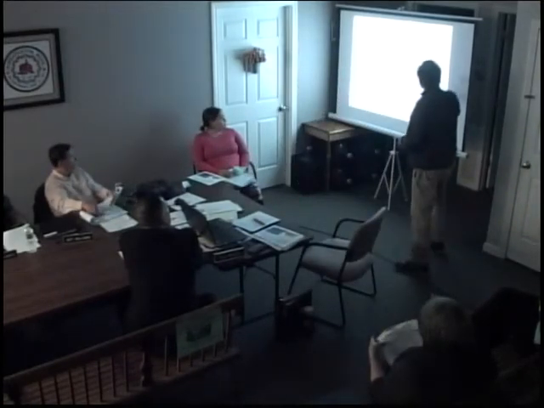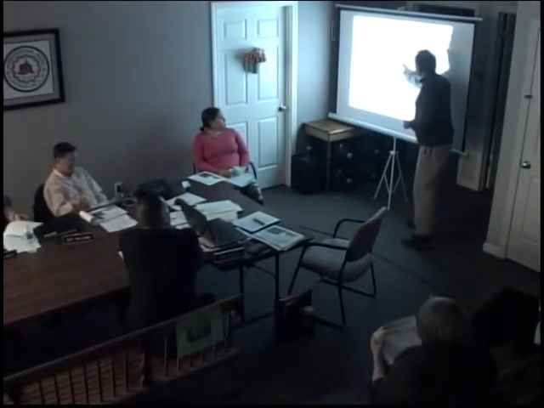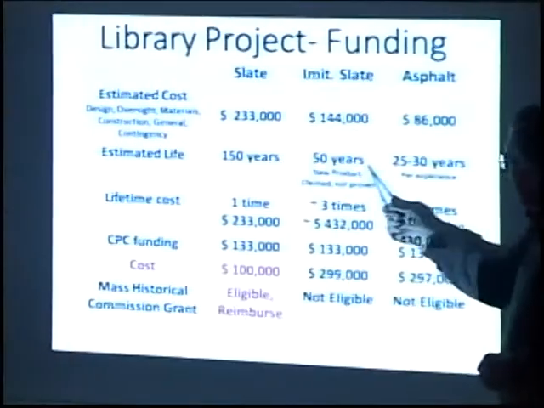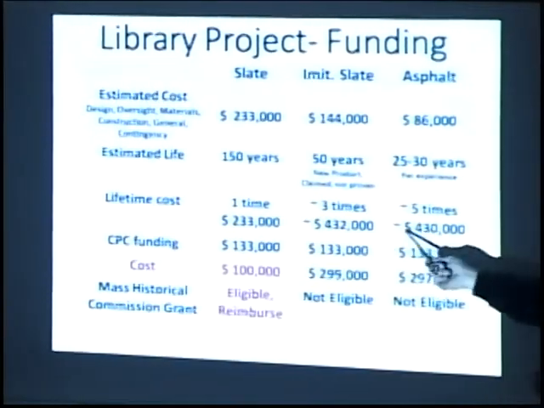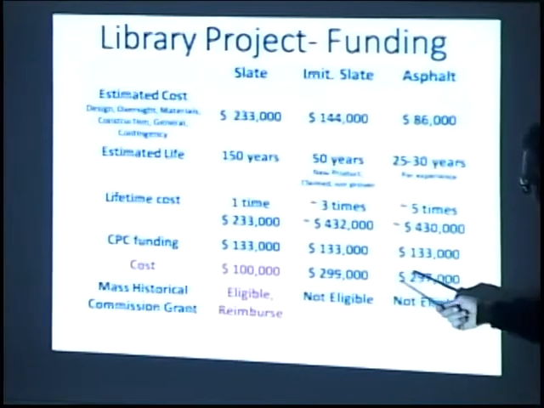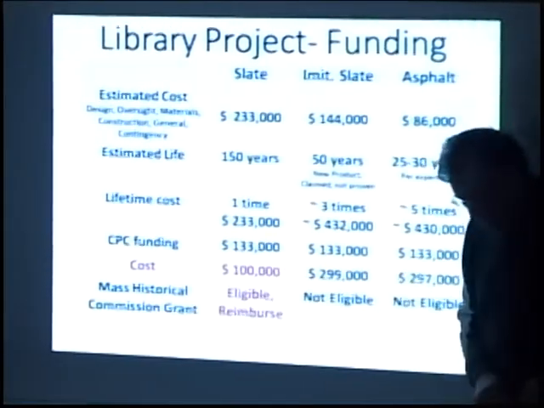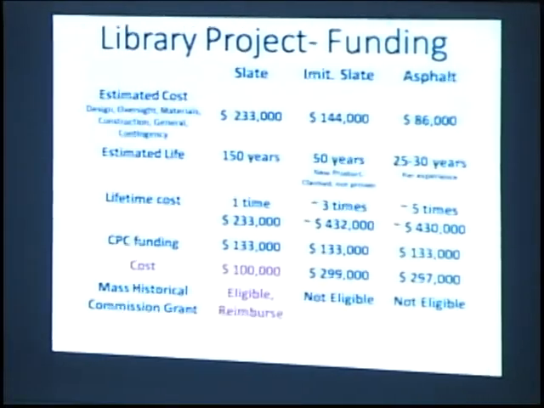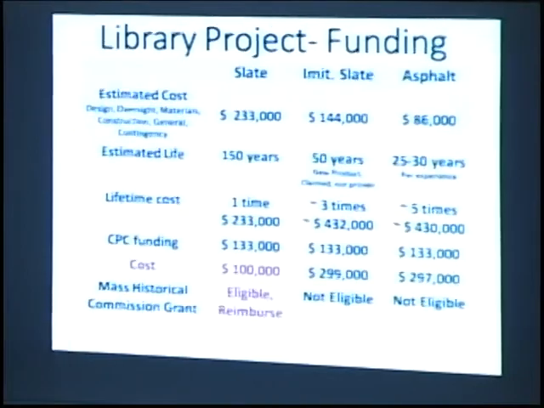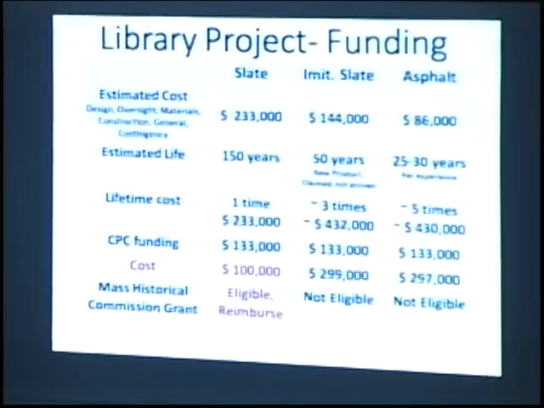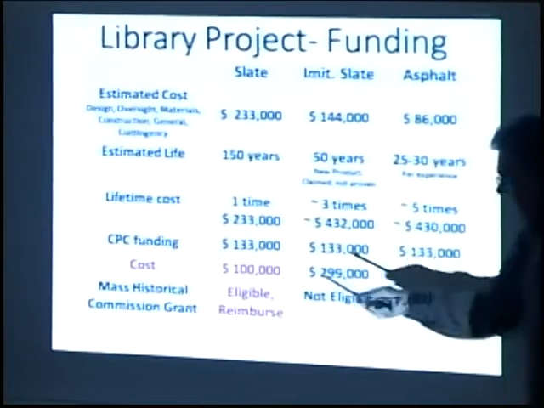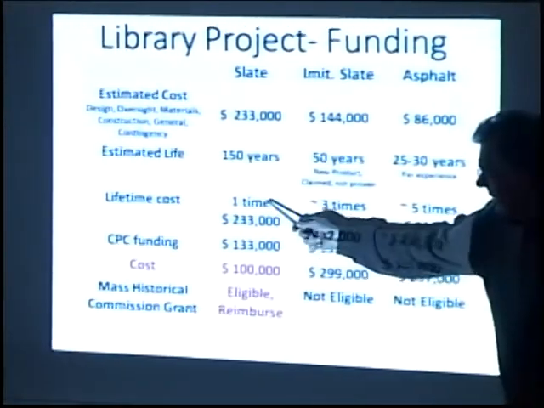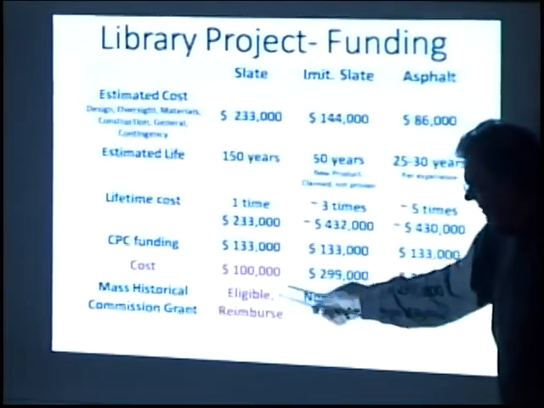How do we pay for it? Funding. Here are the costs carried forward from the previous sheet. Here's what we think the life is. Here's what we think those multiple purchases are. The CPC has been very effective in getting us funds to defray some of this cost. First, thanks for getting us the original $10,000 grant that let us get an architect involved and get this whole ball rolling. But they're prepared to come forward with $133,000, knocking our costs down to 100.